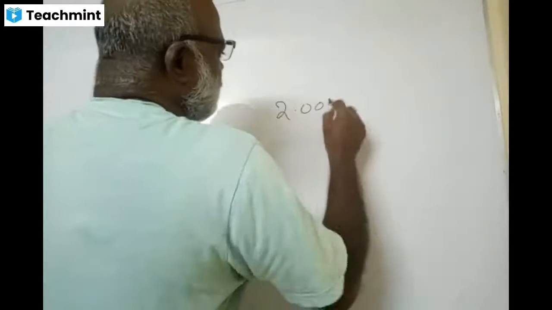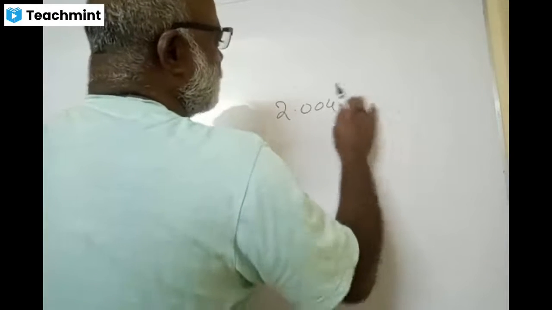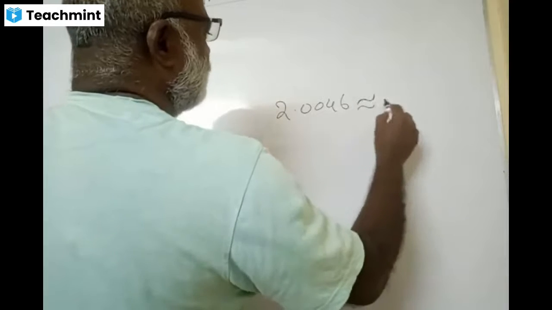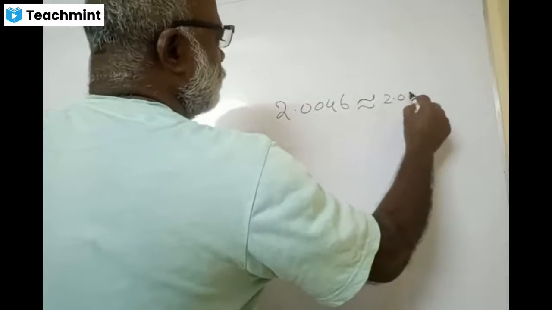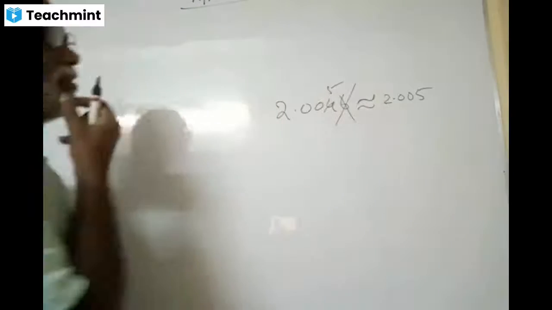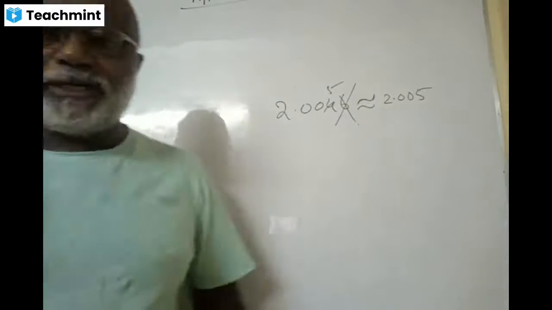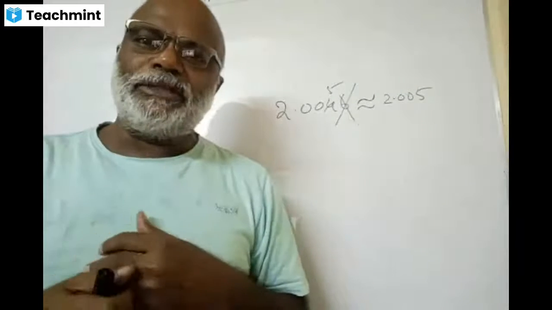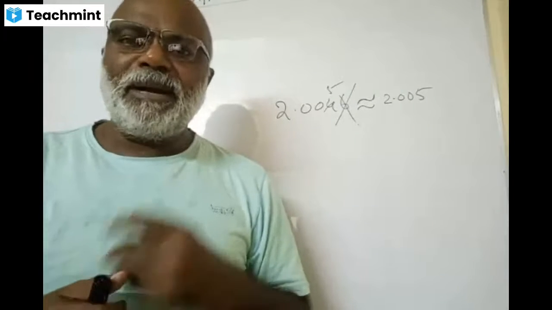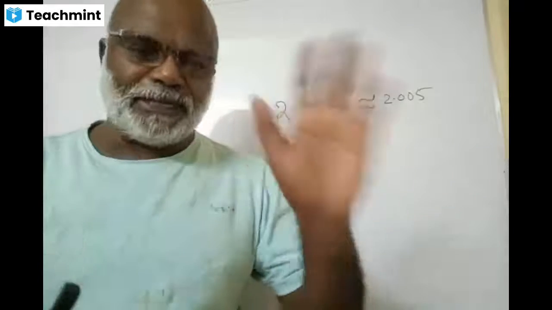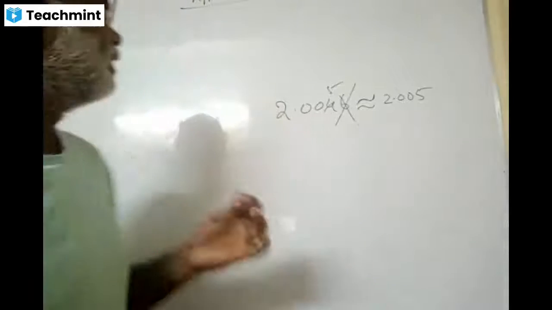Say something like 2.046 is approximately 2.005. We call it rounding off. Remove 6 and make it 5 here. So that's the kind of approximation we do in general. This is what we understand about approximation. But what type of approximations are we doing in this chapter, in this class?